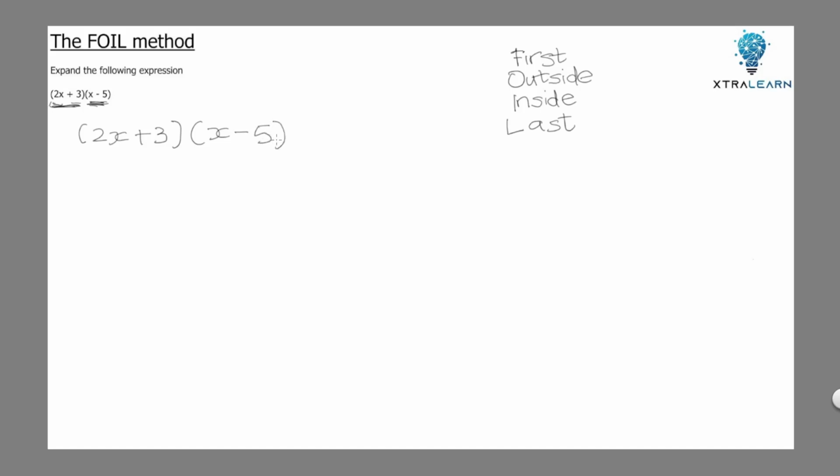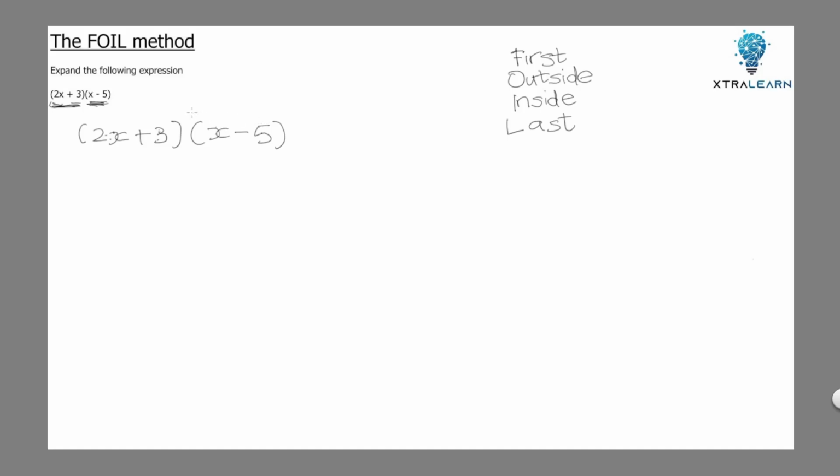How I want you to think about this, or one of the ways I like to think about it, is pretend we've got two couples who are meeting to have dinner with each other. And the first couple is these two people, 2x and 3. And the second couple is these two people, the x and the minus 5. And so they're just about to meet. And of course, when you meet someone, you've got to shake hands. So what needs to happen is that both the people in the first party, the 2x and the 3, need to shake hands with the people in the second party, the x and the minus 5.